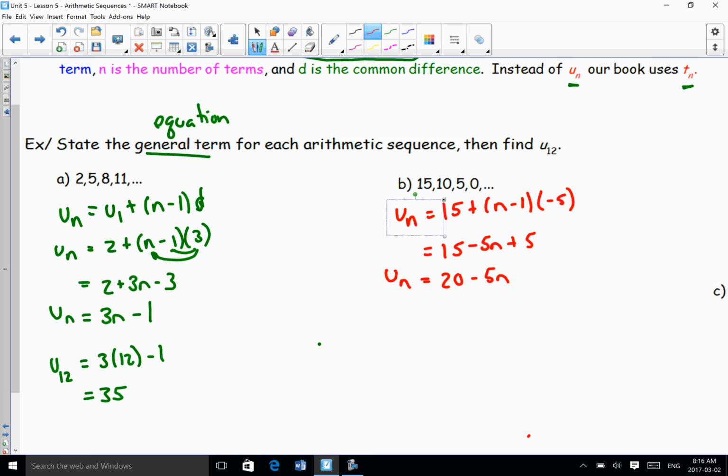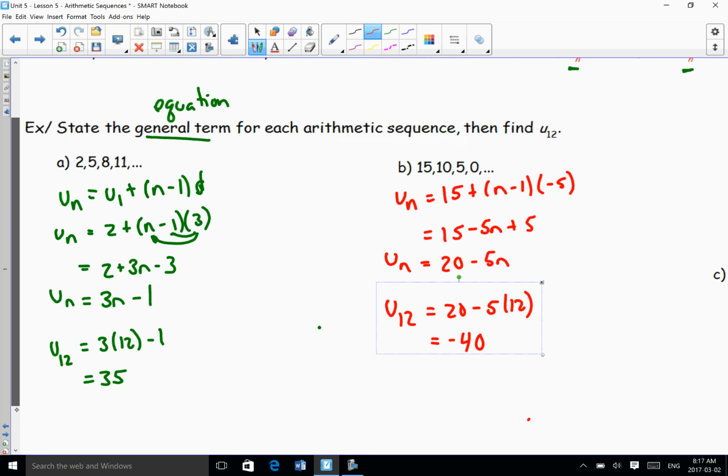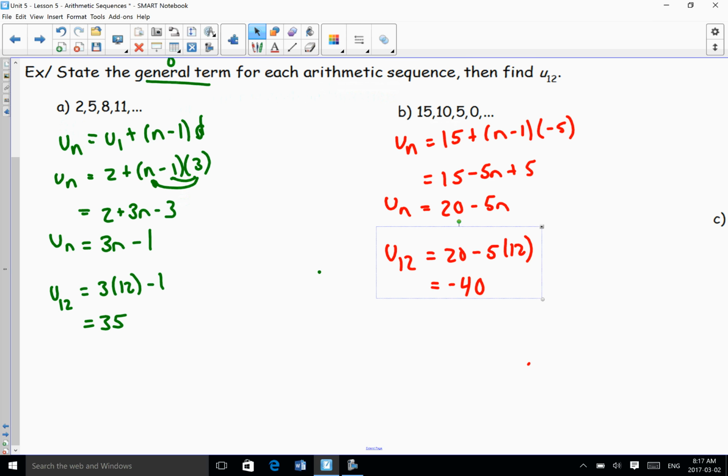And now, notice I put them in different orders this time. It doesn't matter the order it goes in. The numbers are important. The signs are important. The order is not. If we want to find u_12 this time, we can do that. 20 minus 5 times 12 will give us negative 40. It's okay to have negative numbers in just your sequence. It's just a pattern, right?